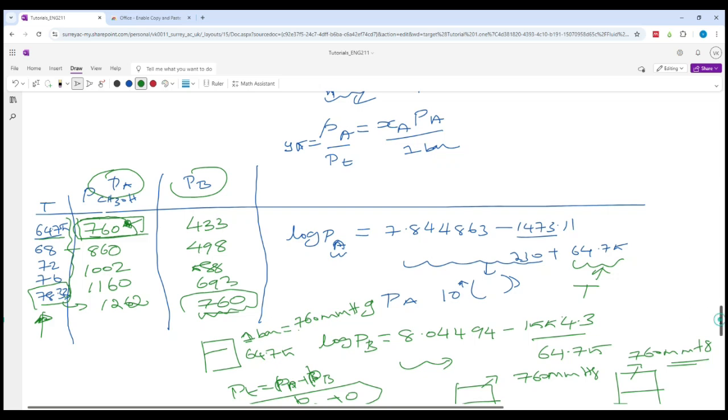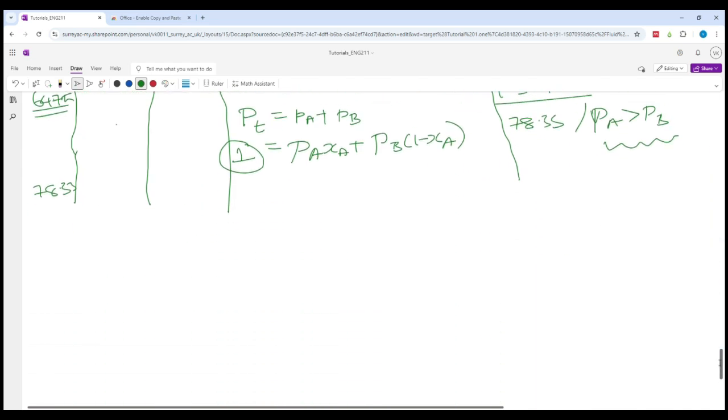Yeah, so let's substitute those values here. We can express the pressure in millimeters of mercury instead of 1 bar, which is what is given in the problem. I'm going to express it in terms of millimeters of mercury.